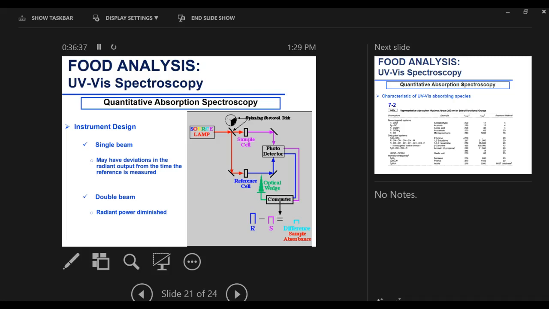The only downside of it is the radiant power is diminished. That means because the light is split, you have less power going through. That is the only disadvantage.